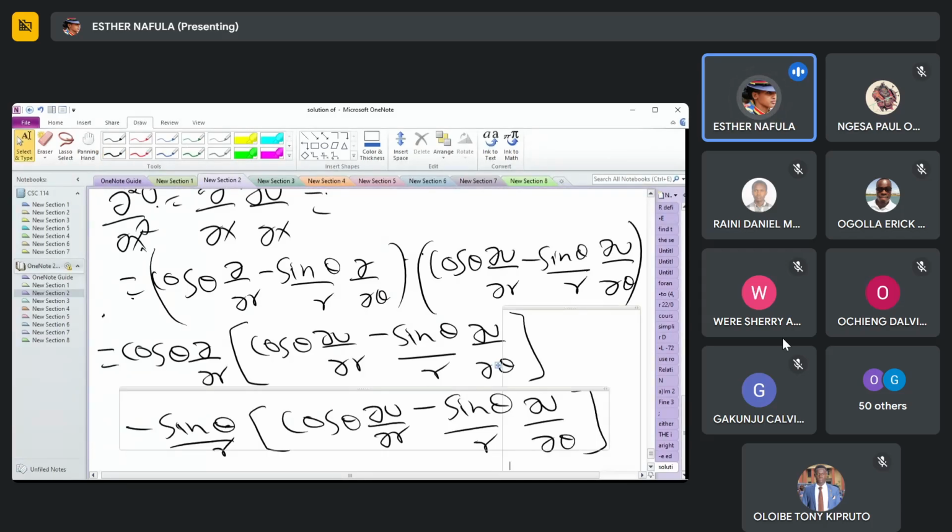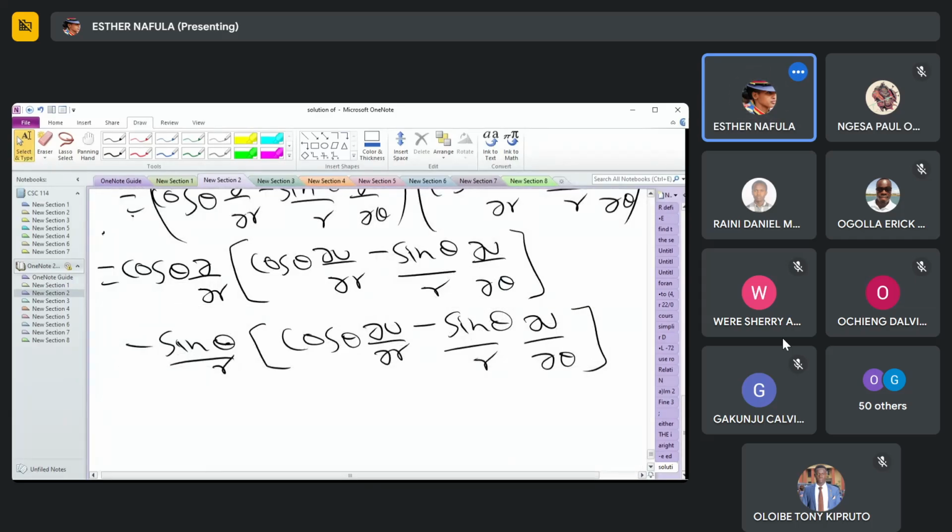So let's start with the first bracket. It's going to be cos theta. Excuse me, you've written sin theta over r in this previous step. It's incomplete. It's supposed to be a partial theta. Yes, thanks for that observation. We have a partial theta here.